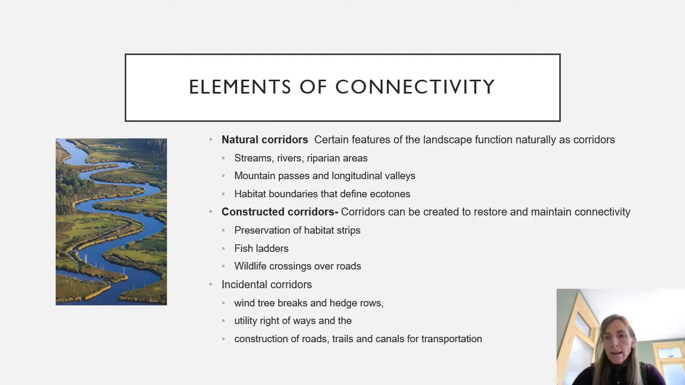It's important to recognize the different types of corridors that we see in the landscape. We have natural features that function as corridors, and movement pathways that have always been a feature of the landscape, such as streams and riparian areas and mountain passes, for instance. We have constructed corridors that have intentionally been created to augment connectivity within regions. That might include wildlife crossings over roads or fish ladders.